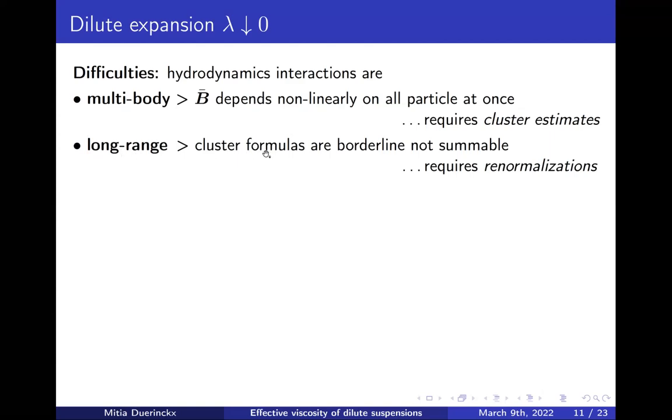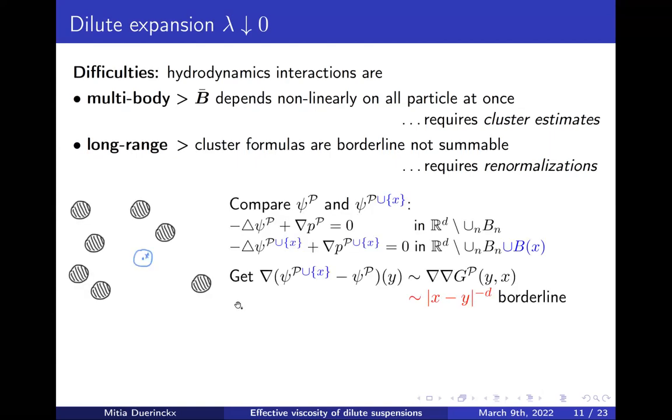And then the other thing is that all the sums that you will be writing down naturally are actually not summable, and so you require some renormalization. This is really the long range character of the interaction. So let me just tell you how long range it actually is, and this is a small computation. Let me skip it, but you can easily see that if you look at the corrector and you add a particle at a given location x, and look at the difference for the gradient, you see that this is like the second gradient of a Green's function. So it will decay in the distance to the observation point y like a minus d power.